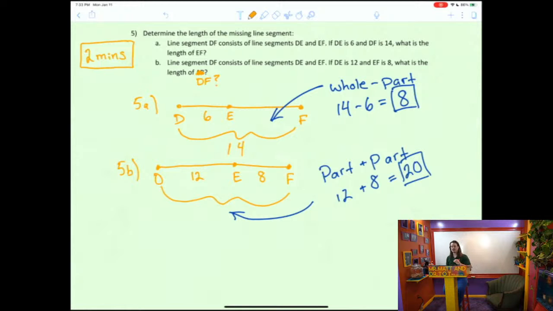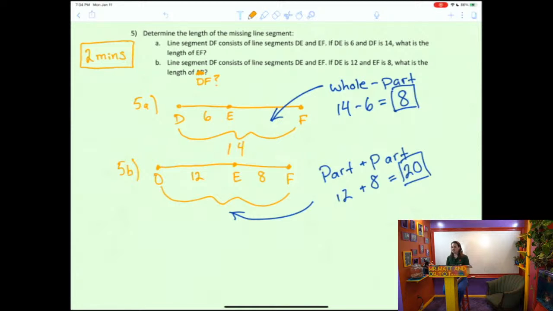Okay, so for number 5A, we're given the whole value of the entire line segment, and then we're given a portion of it, DE, as being 6. So the missing part is going to be the whole value minus the known part. So 14 minus 6 is going to give us a missing part of 8. So line segment EF has to be 8 units long.